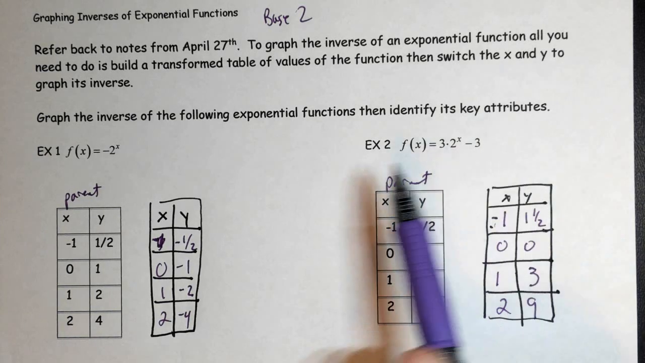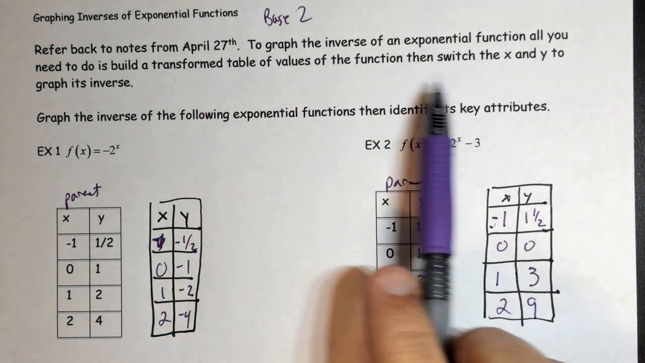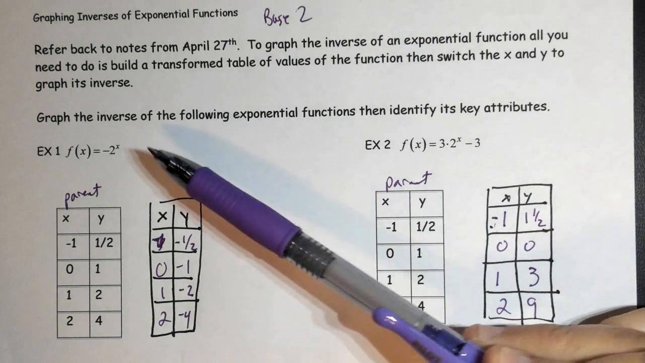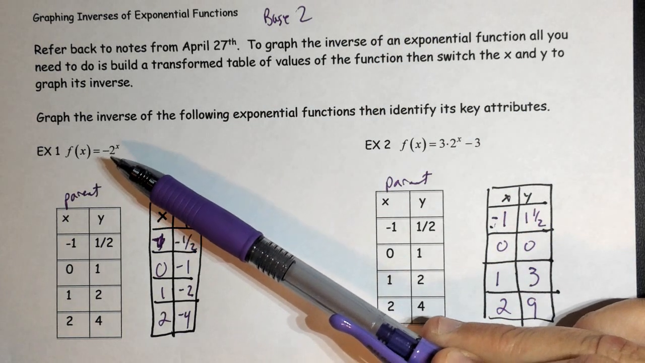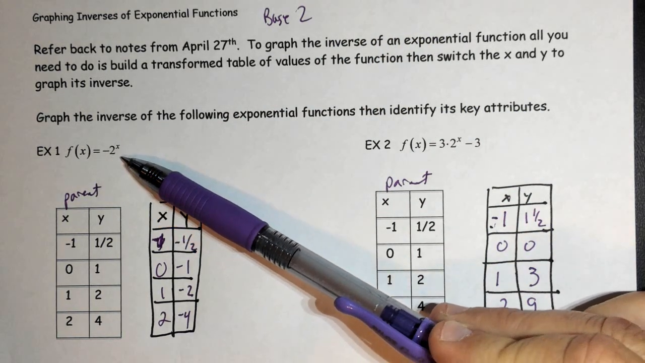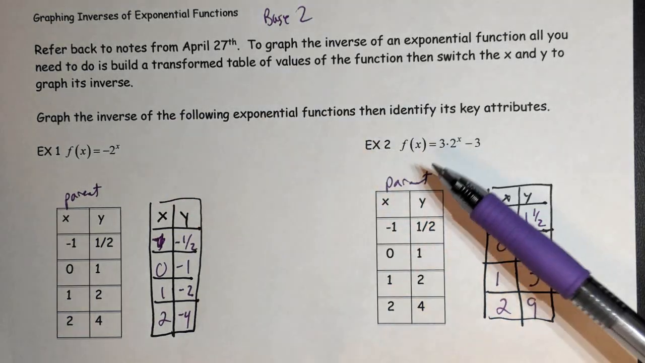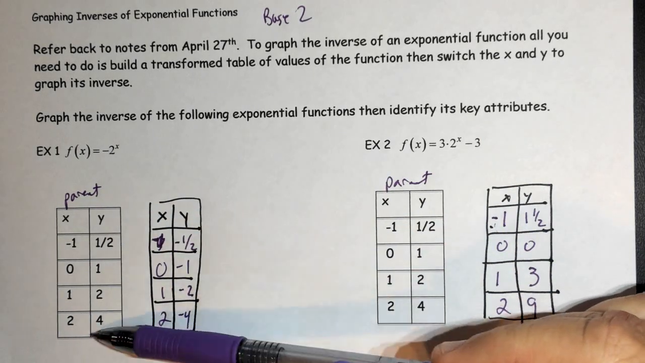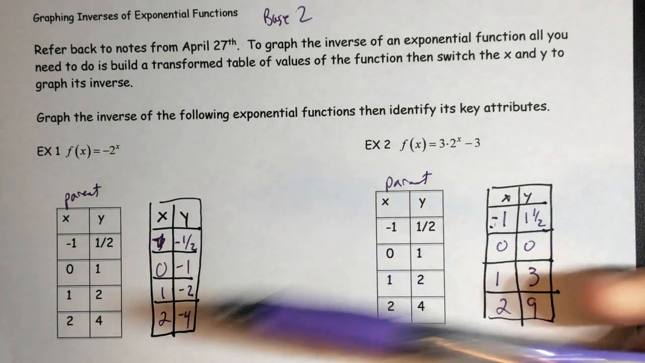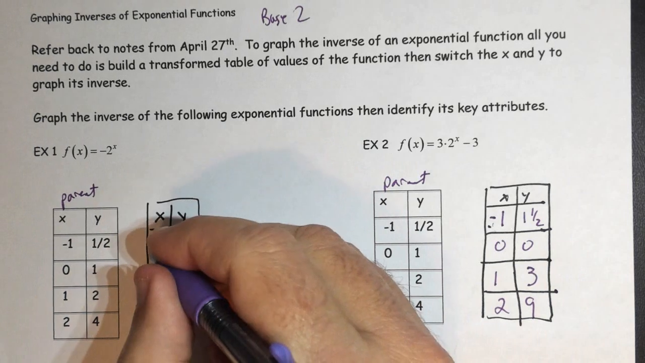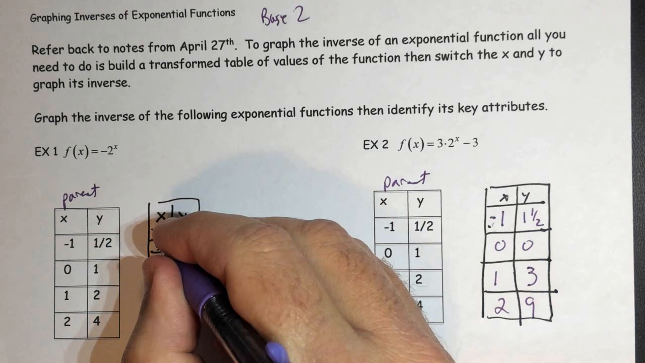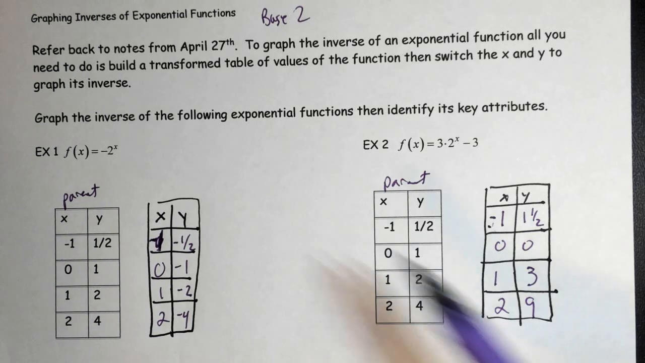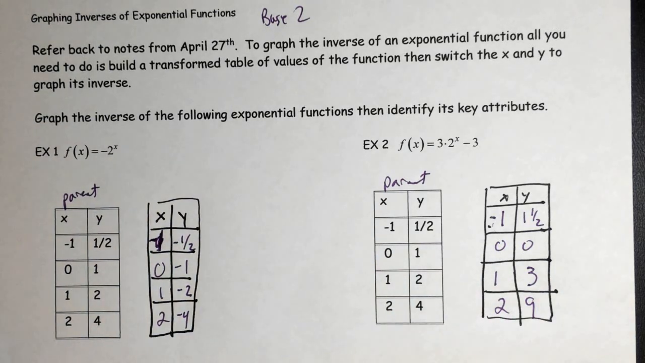Okay, so we're going to have our table. We're going to pull the tables, and if you go back and look at your graphs on those notes, where the function is -2 to the x power and 3 times 2 to the x minus 3, these are the base 2 parent points. These were the points that we had, and this was a -1 right here. These are the points we found after the transformations to their parents.